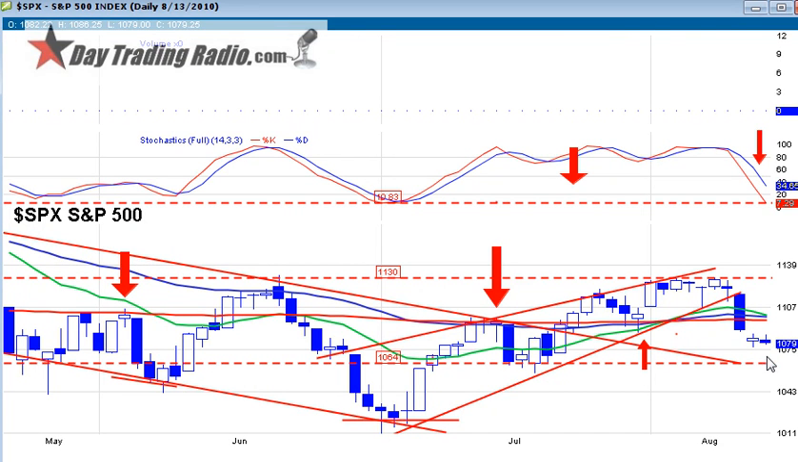I'm going to call it 1060 to 1066. Inside day pattern on Friday, meaning that it's a consolidation day. Another pattern breakout would be a breakout of the inside day to the upside or to the downside. Usually it is a continuation. You take that trade.